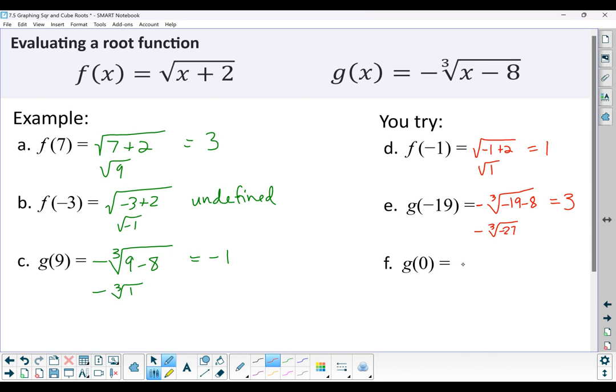And the last one, g of 0, is the negative cube root of 0 minus 8, which is the negative cube root of negative 8, and this is 2. The cube root of negative 8 is negative 2, and we have this other negative also.